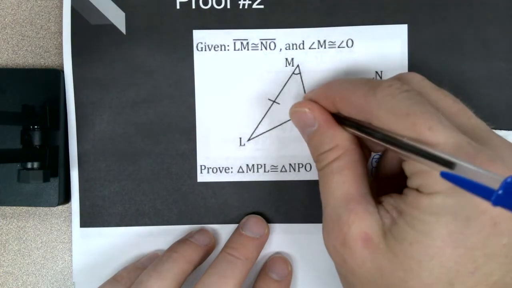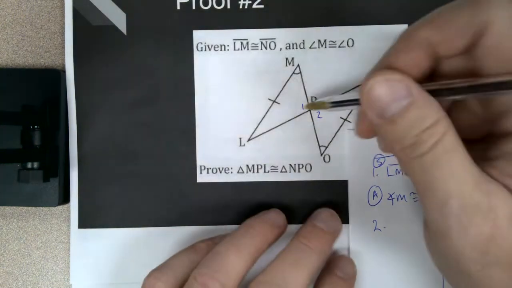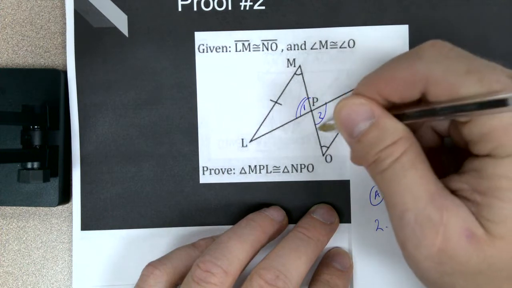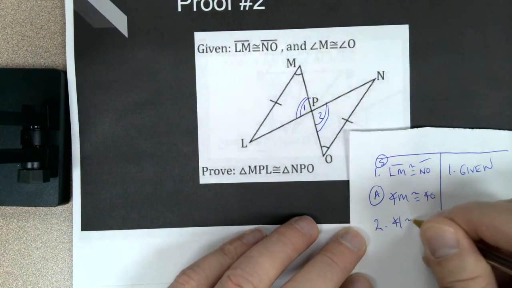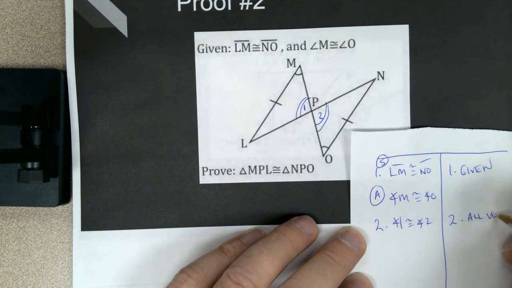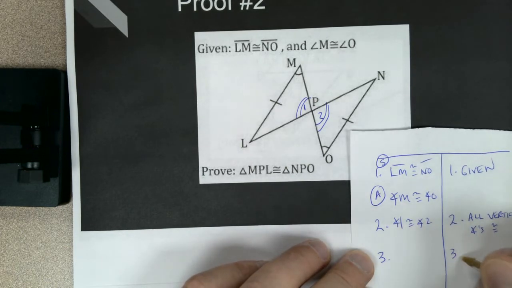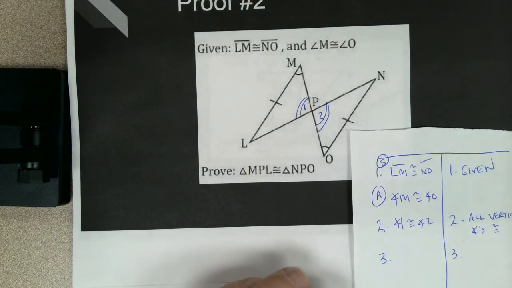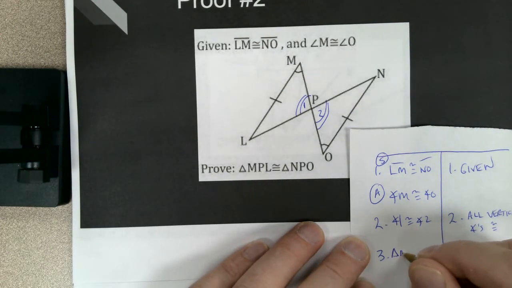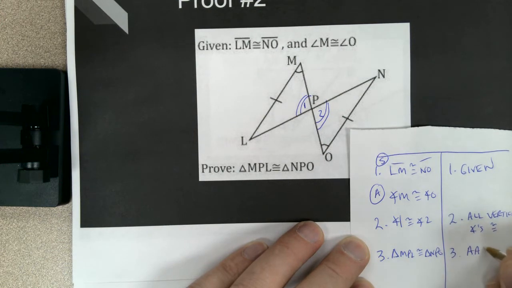I'm again going to put some numbers in here, 1 and 2. Hopefully you recognize those are vertical angles again. So I'm going to say angle 1 is congruent to angle 2. That's all vertical angles congruent. So we're going to say triangle MPL congruent to triangle NPO, angle, angle, side.